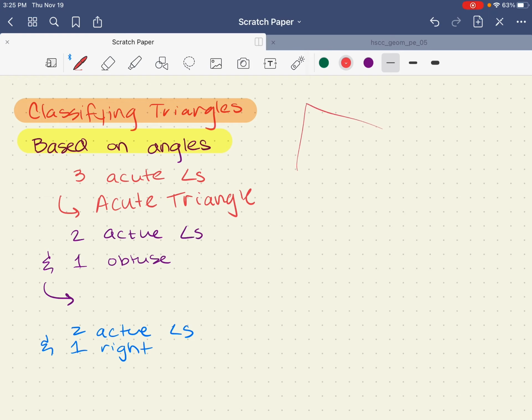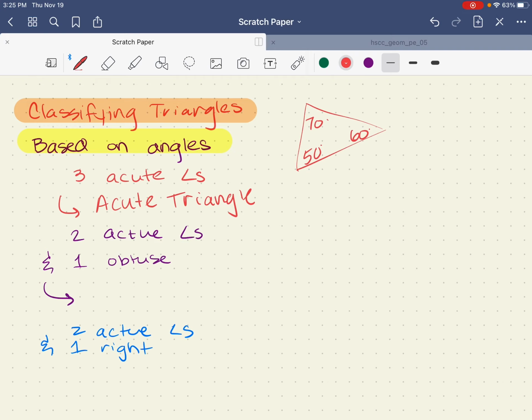An example would look like this, where you have something that's maybe 50 over here, and 70 over here, and 60 over there. Notice all the angles are less than 90, the definition of acute. So if all three of the angles are acute, then you have an acute triangle.